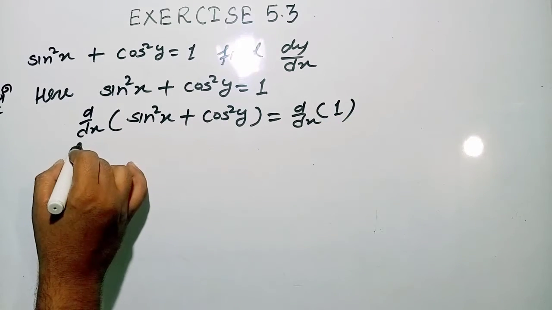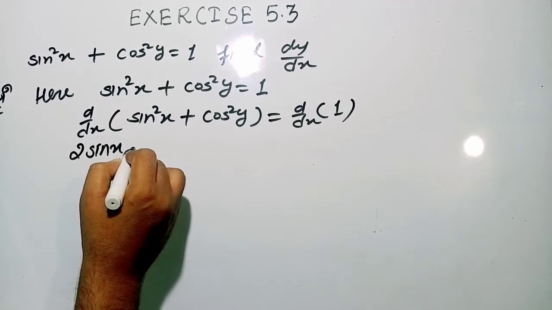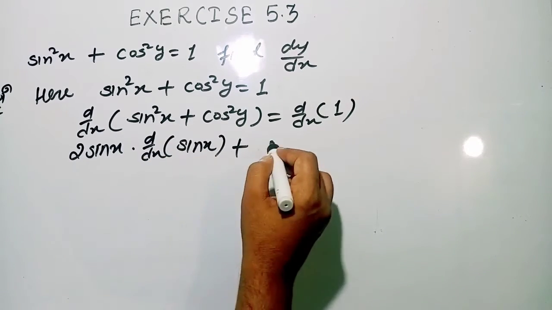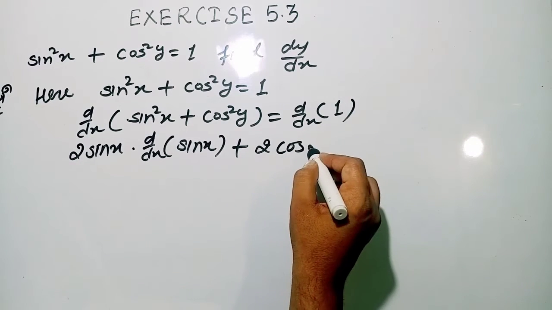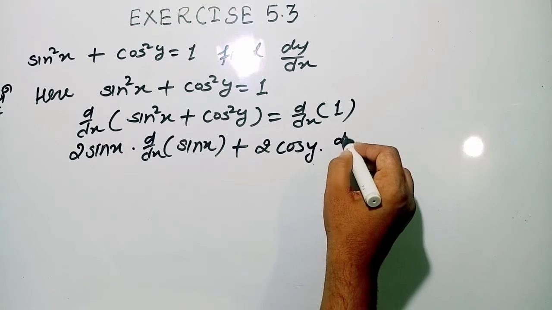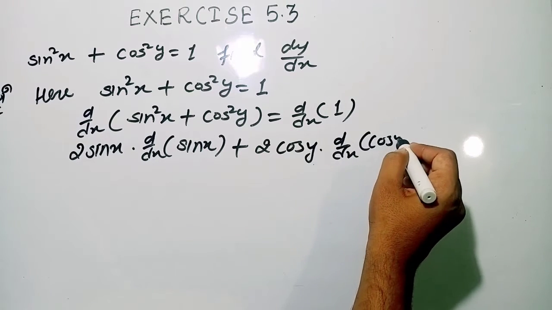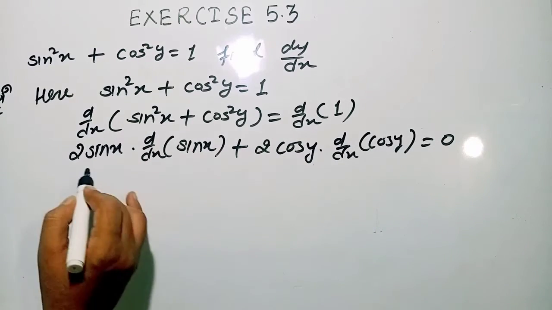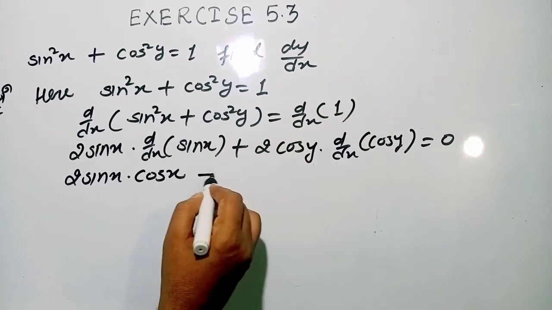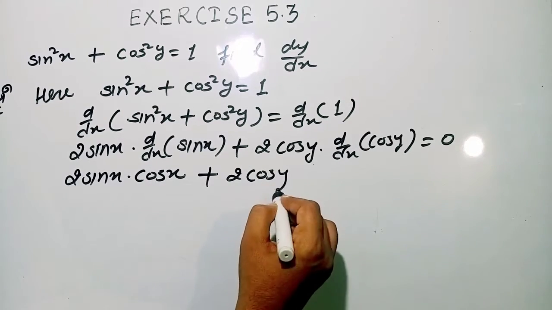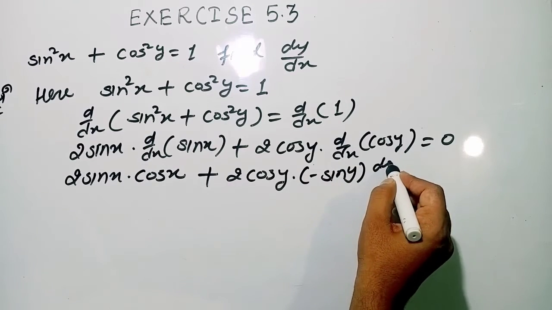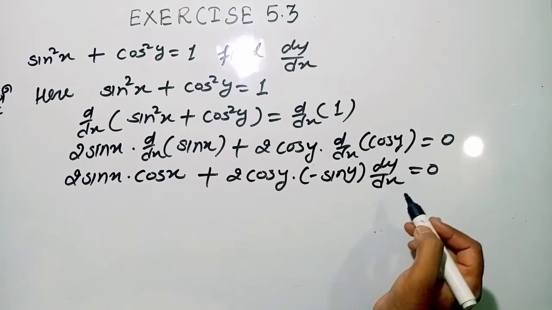So sin square x gives 2 sin x, again differentiating sin x with respect to x. Now differentiation of cos square y, 2 cos y. Now differentiating cos y again, d by dx of 1 here will be 0. Now we are getting 2 sin x, differentiation of sin x is cos x, plus 2 cos y. Now differentiation of cos y will be minus sin y, and differentiation of y with respect to x, so dy by dx, is equal to 0.